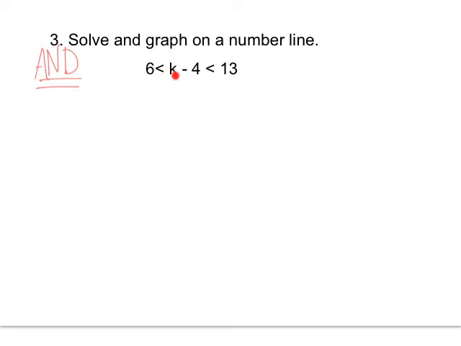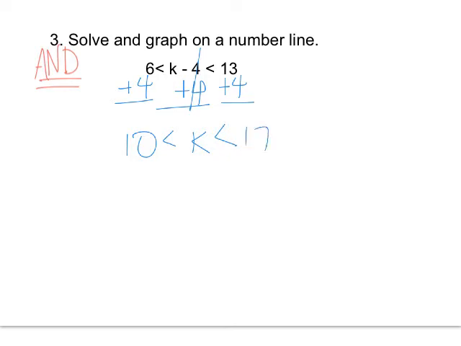So to get the k alone, I need to do something with this minus 4. Well, I'll use the additive inverse. The additive inverse is positive 4. So if I add 4 to this middle section of my inequality, I have to add 4 to all parts of the inequality. So 6 plus 4 is 10. Bring down the symbol. Bring down the k. Bring down the next symbol. 13 plus 4 is 17. So this solution is 10 is less than k is less than 17.